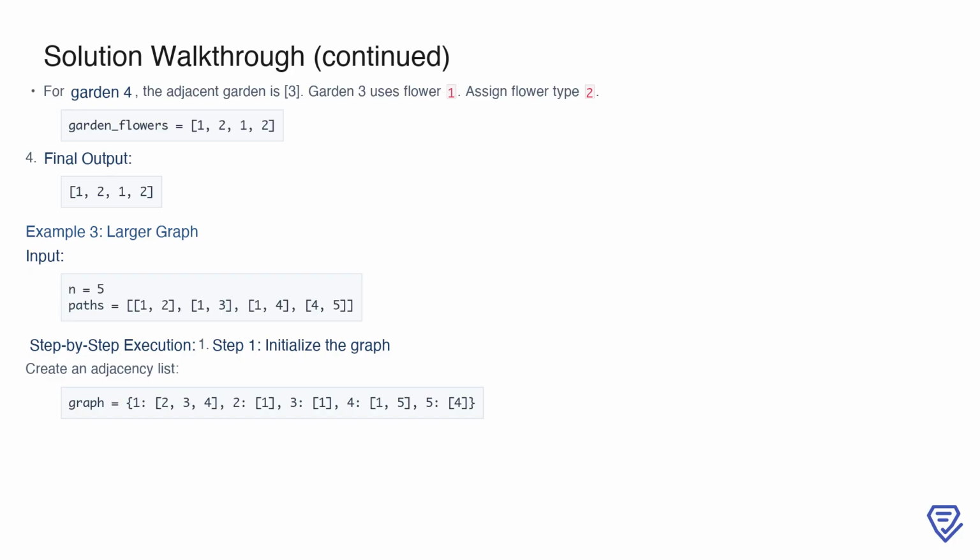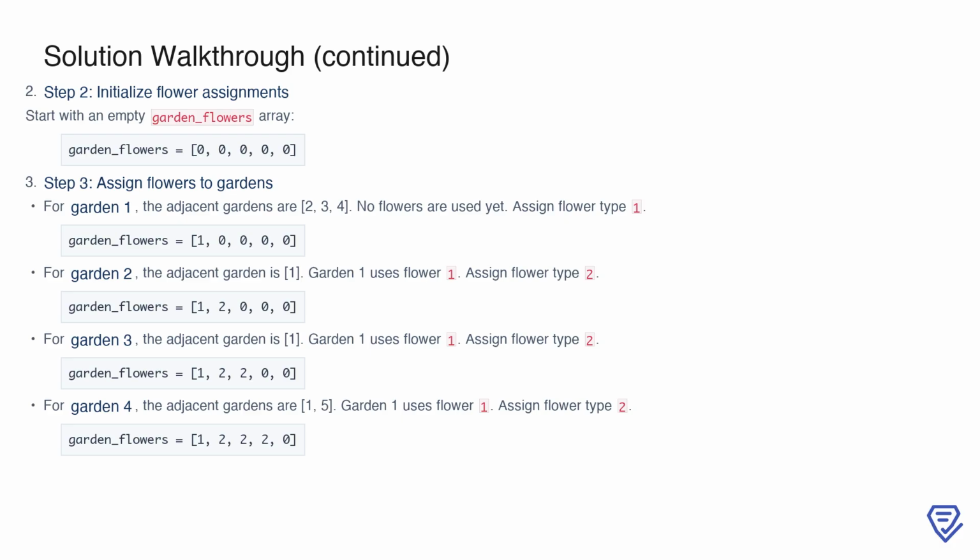At this point, all gardens have been assigned flowers, and the final output for this example is 1, 2, 1, 2. This example highlights how the solution handles disconnected graphs by treating each connected component independently. Now, let's look at an example with a larger graph. In this larger example, we have 5 gardens with several paths. Garden 1 is connected to gardens 2, 3, and 4, and garden 4 is connected to garden 5.